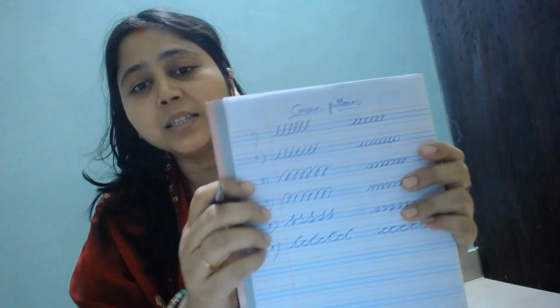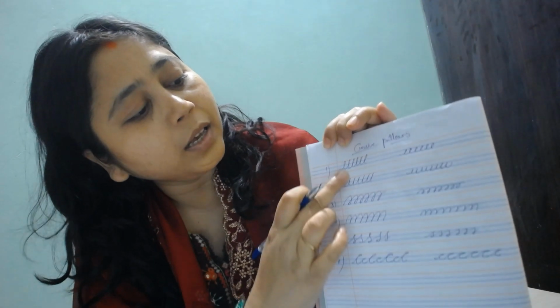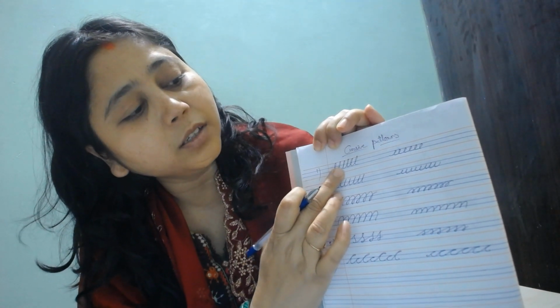Okay. Now, how can you start cursive? Before writing any letter, the first thing you should do is write the cursive pattern. You can just take a picture of this cursive pattern, children. This is called the cursive. This is a pattern loop, children.